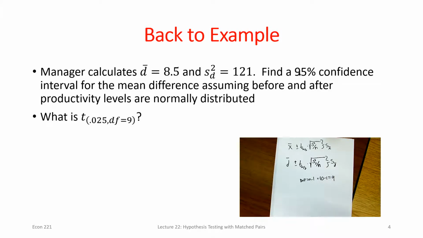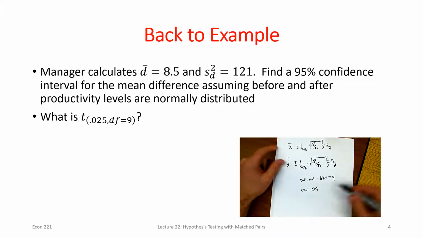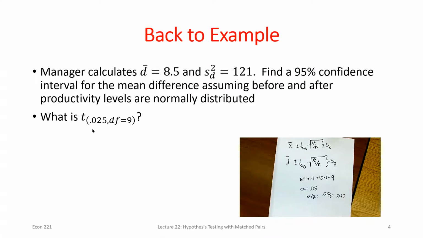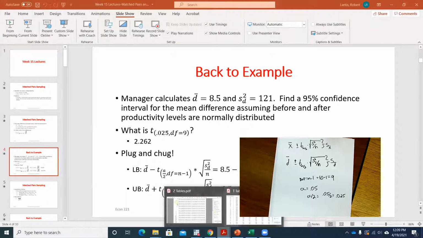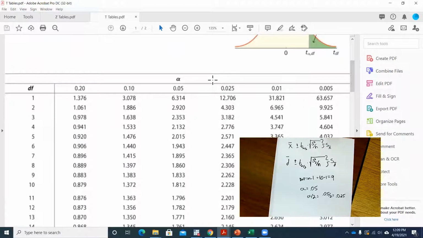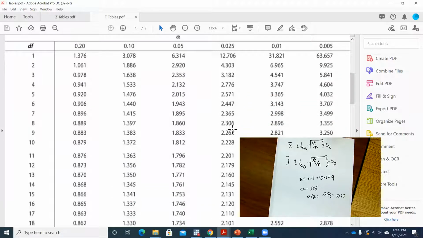For the 95% confidence interval, alpha would be 0.05, but there's half of alpha on each of my tails, so 0.05 over 2, 0.025. So that 0.025 is the area I want in the tail. I have degrees of freedom of 9. Let's go to that t-table. I'm going to have to scroll way up here. So I wanted 0.025 in the tail. My degrees of freedom is 9, so I'll see where these two meet. 2.62. Now I've got that t-value I need.